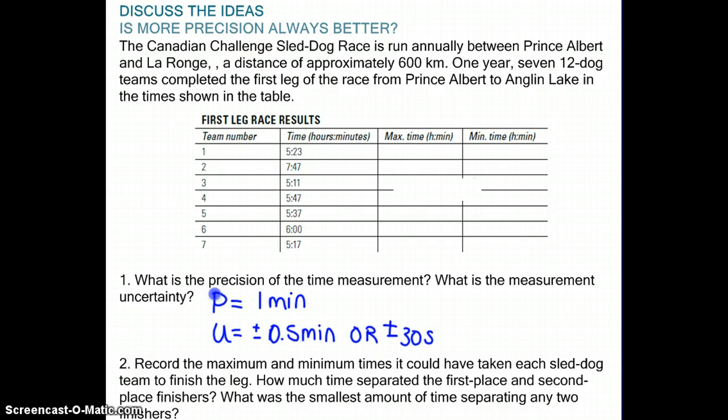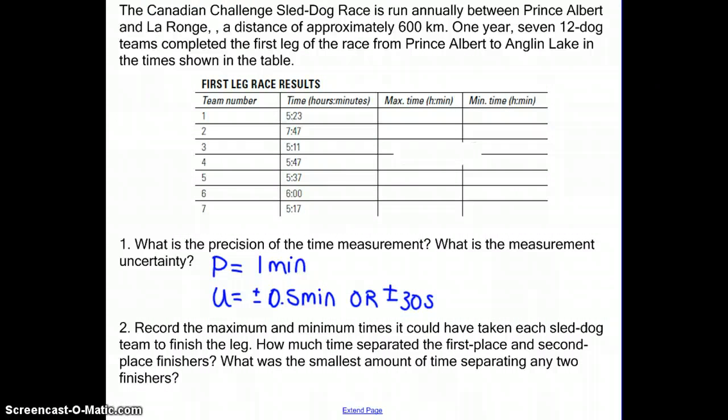Now we always want to keep the same unit, so here we would stick with minutes, just showing you that is an option. So question 2, record the max and min times it could have taken each sled dog team to finish the leg. So we have to account for this uncertainty. So example, team number 1, the clock says that it took them 5 hours 23 minutes, but it could be 30 seconds more than that, or it could be 30 seconds less.